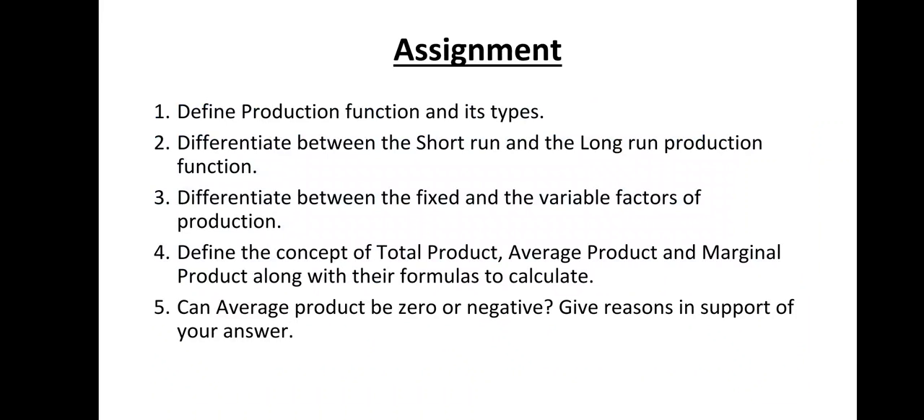Now, the last slide will cover the assignment portion, where a few small and very simple questions are there. First is to define the production function. You have to give the definition of production function and the types of production function, that is long run and the short run production function. Then differentiate between the short run and the long run production function. Then you have to make the difference between the fixed and the variable factors of production. And the fourth question covers the meaning of total product, average product, and marginal product. Along with the formula, you have to explain the meaning as well as the formula of these three concepts.